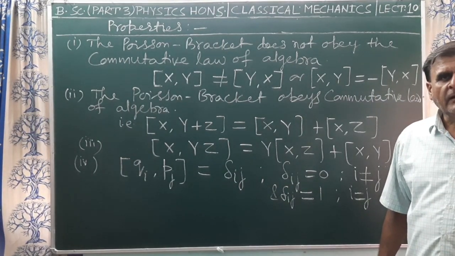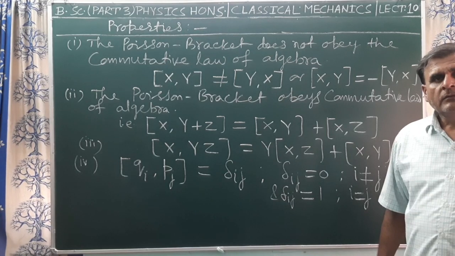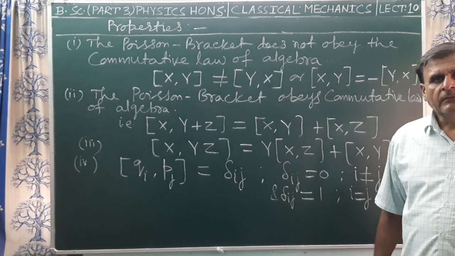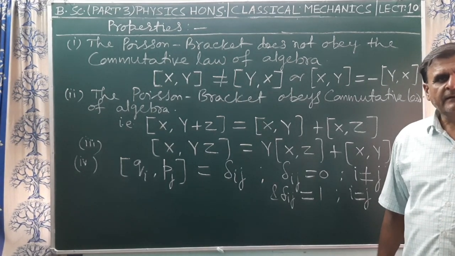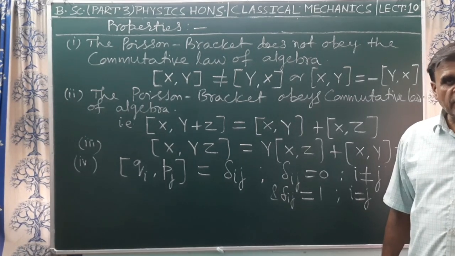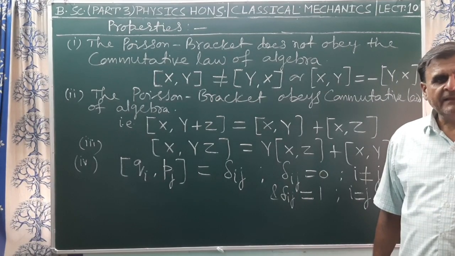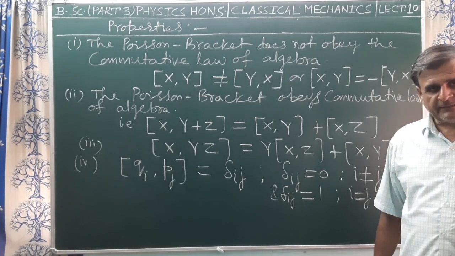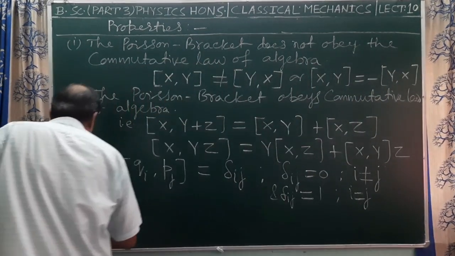The next property of the Poisson bracket is the Poisson bracket of two momentum coordinates or two position coordinates, only the indices are different, that is pi and pj, and qi and qj. So the Poisson bracket of pi and pj is equal to 0, and also the Poisson bracket of two position coordinates, qi and qj, is also equal to 0. So this is property number 5.